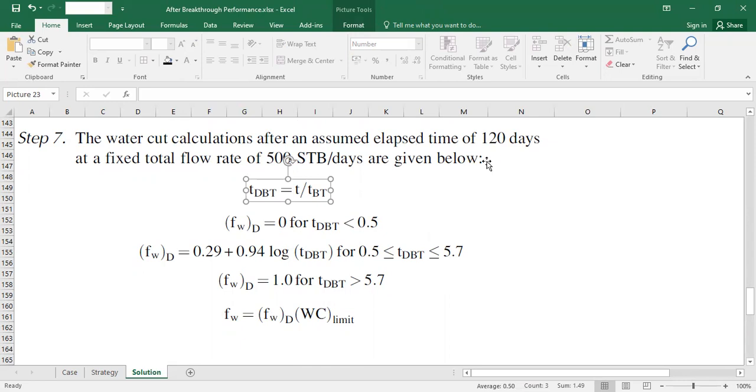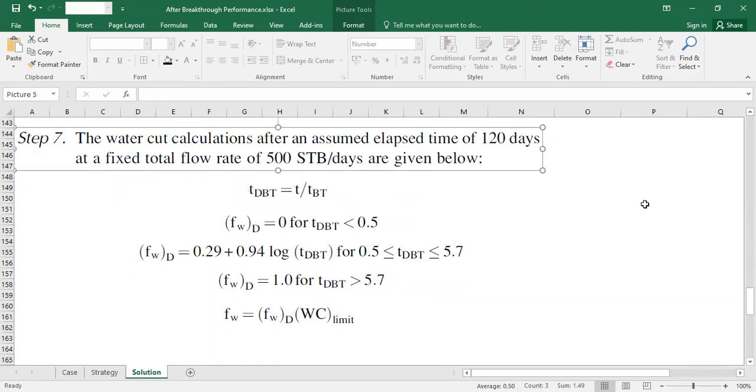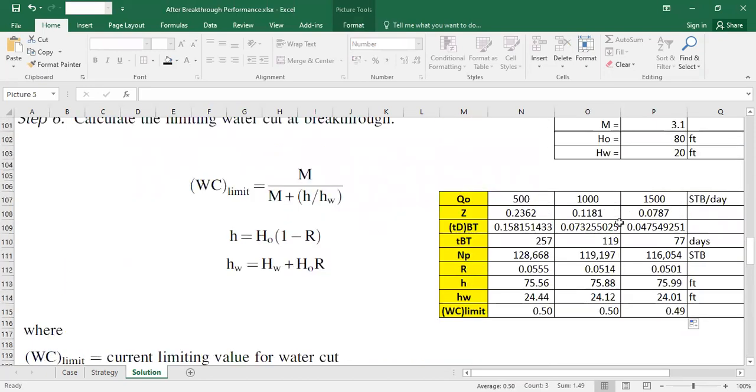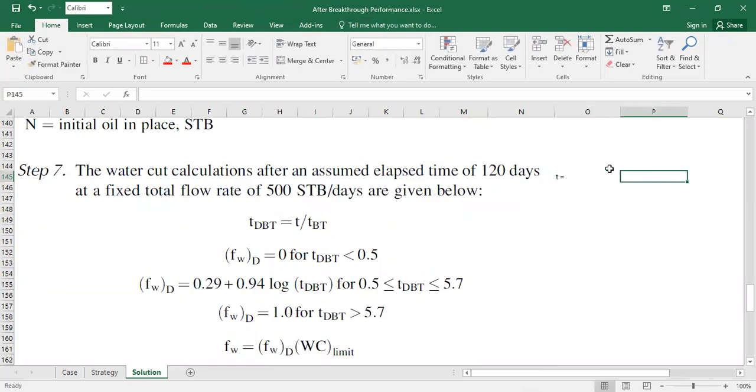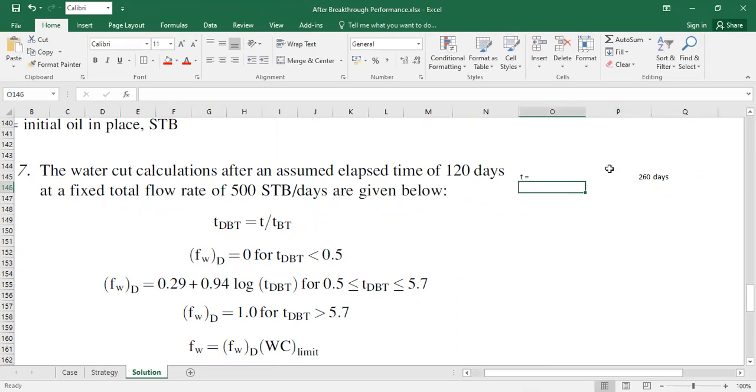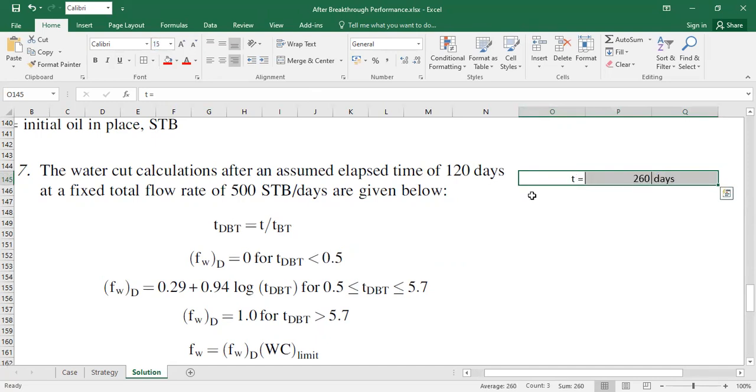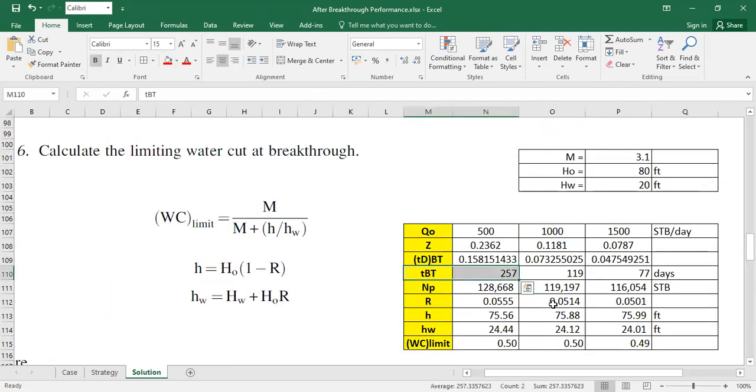But again, let's leave it first. We need to assume any time after breakthrough for the case of 500 stock tank barrels per day. So we say that the time to breakthrough for the 500 case is 257. So I will assume a time after breakthrough, of course, of 260 days. This is the time that I assume after water breakthrough because the TBT is 257.